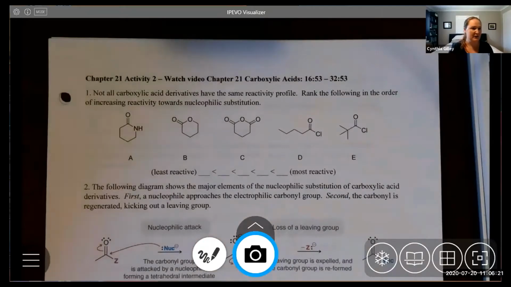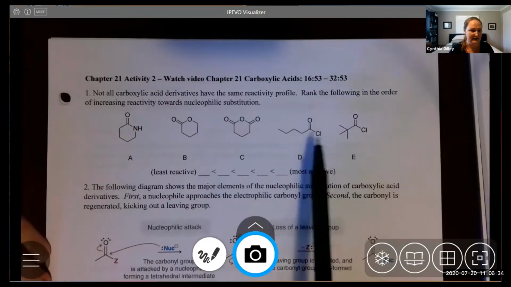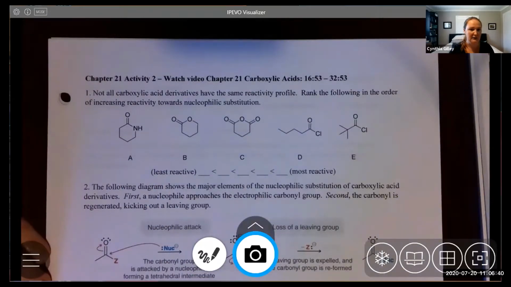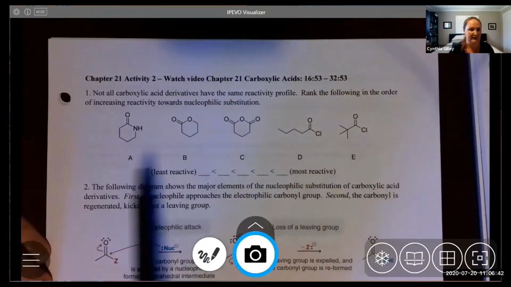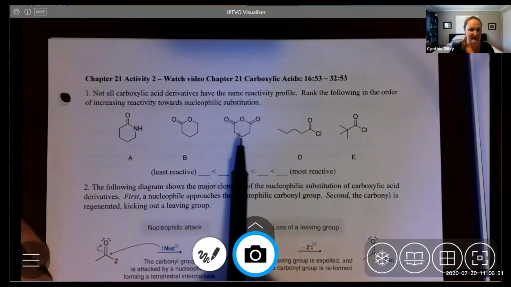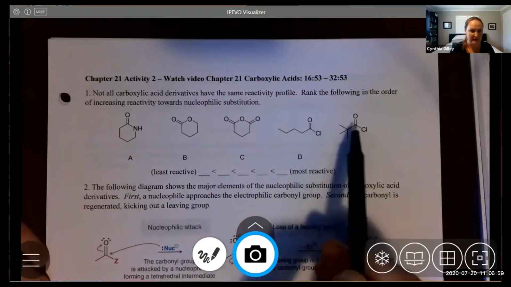So we are doing chapter 21, activity 2, and this chapter is on carboxylic acids and their derivatives. And derivatives include acyl or acid halides, anhydrides, esters, and amides, and also nitriles, but they're typically not ranked in terms of reactivity. And carboxylic acids are not ranked either. So you're usually looking at amides, esters, anhydrides, and acid chlorides. And the acid chloride is the carbonyl carbon is the most electrophilic.